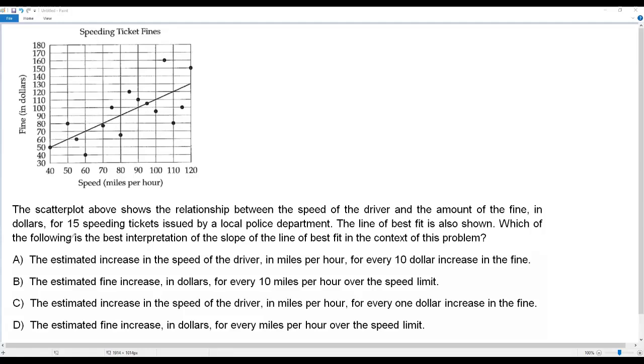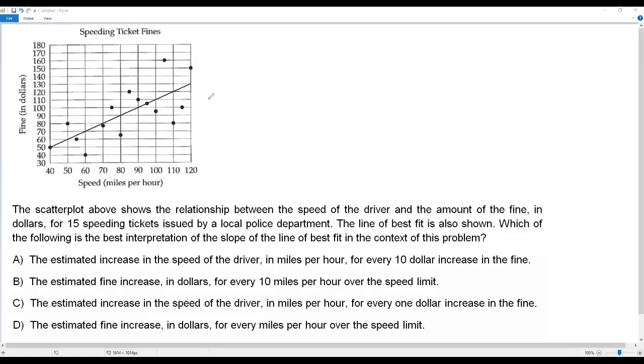The line of best fit is also shown. Which of the following is the best interpretation of the slope of the line of best fit in the context of this problem? Okay, so based on the information we have, there is a scatter plot over here, and we have to interpret the slope of the line of best fit.